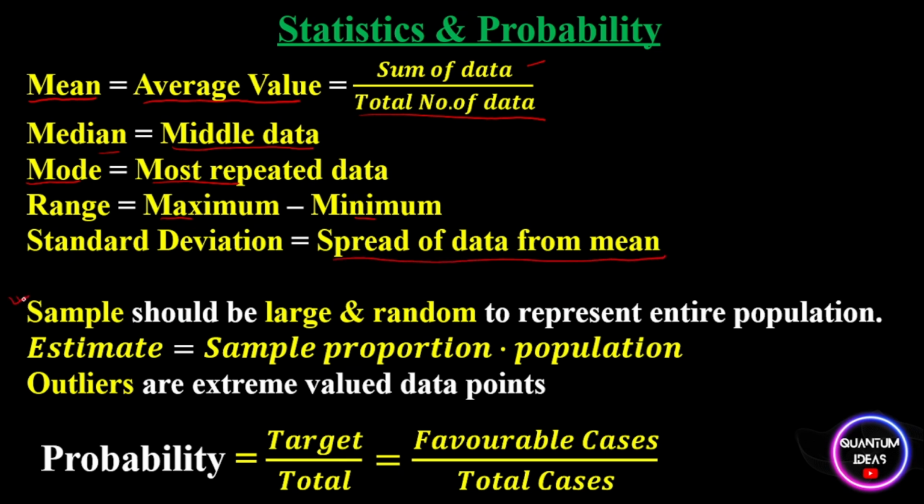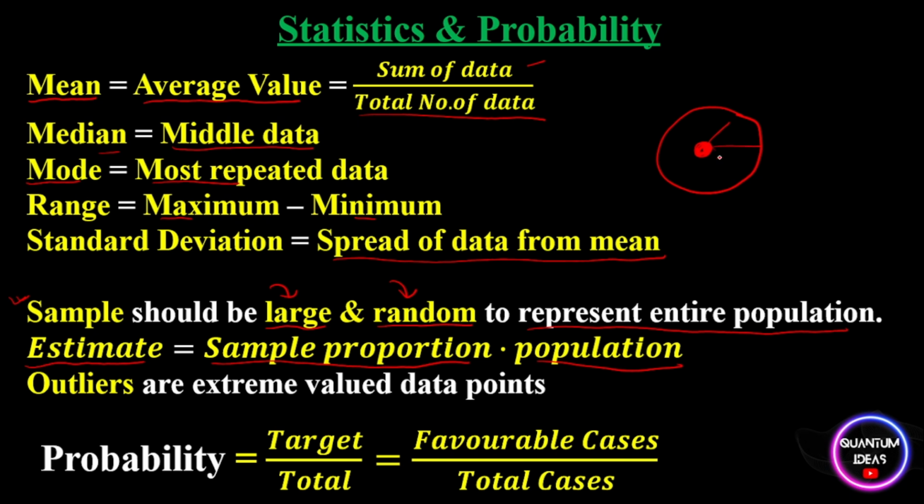So for a sample to represent the entire population, it should be as large as possible. It should be random. So the main characteristics of a sample to represent the entire population are that it should be large and it should be random. And another formula for estimation: estimate is sample proportion times population. So by using this you can estimate the votes, right? You can estimate many things using the estimate. Basically, we're just taking a small sample from this big population and then estimating the result for the whole population.